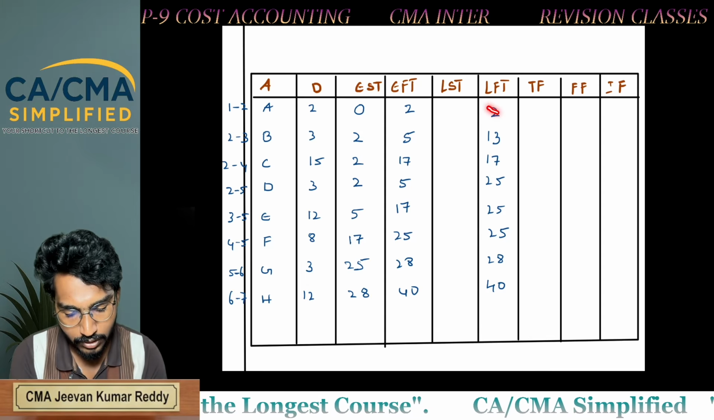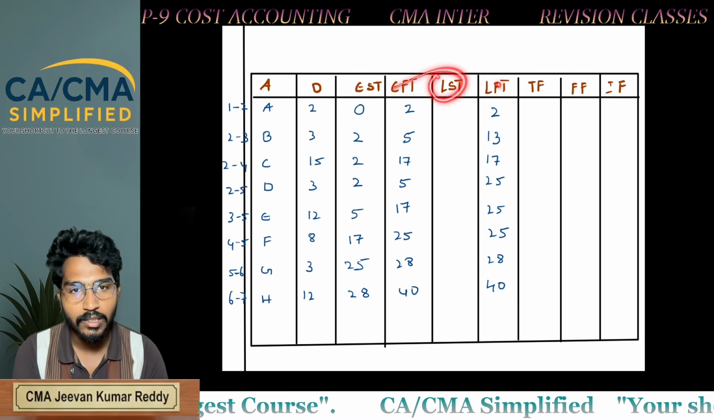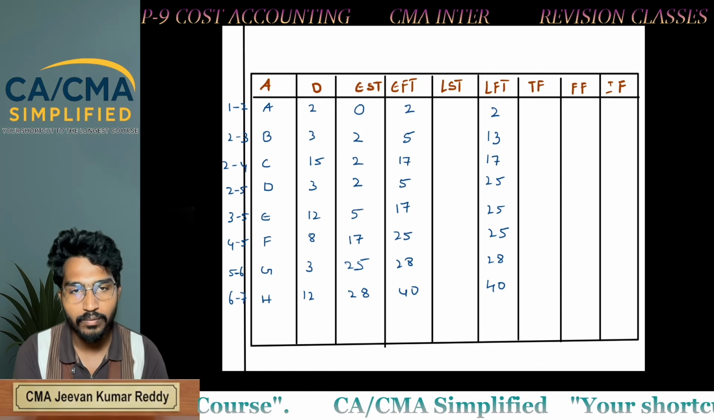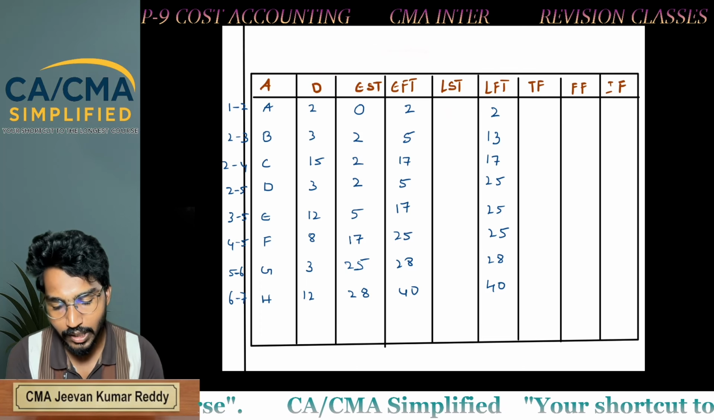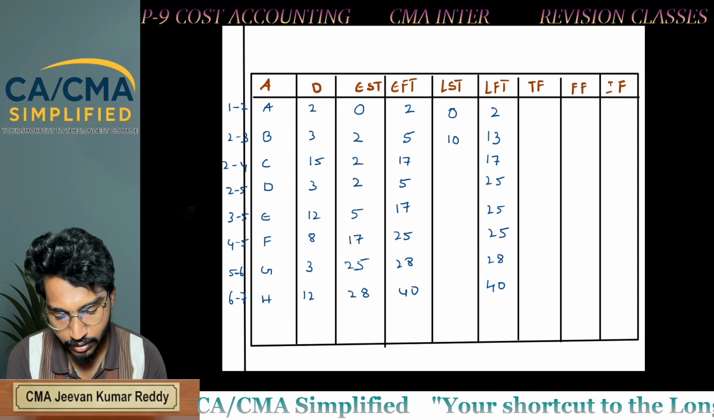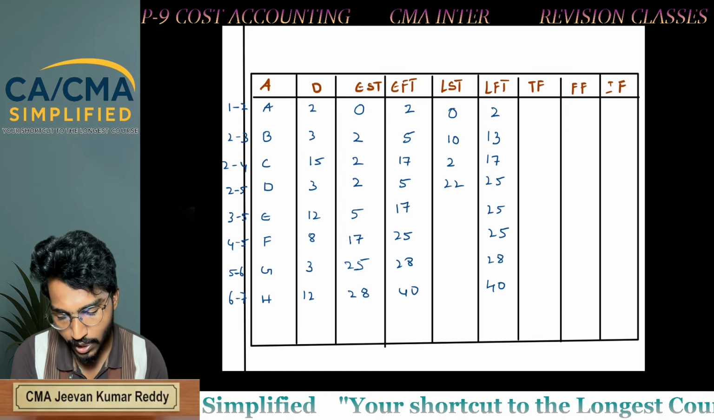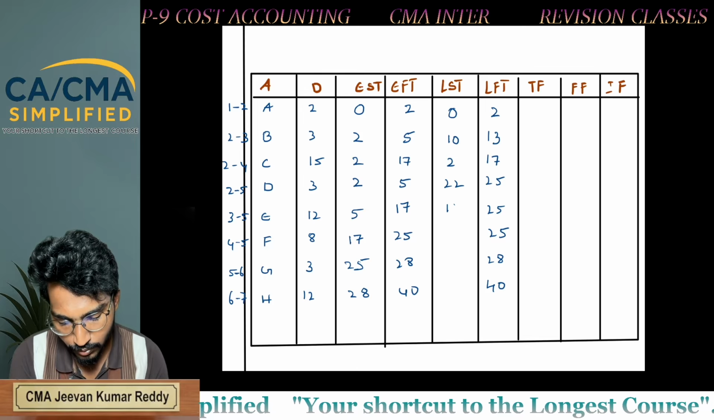So same like you will get LST. To know LST, deduct duration from LFT. LFT minus duration, you will get LST. So 2 minus 2, 0. 13 minus 3, 10. 17 minus 15, 2. 25 minus 3, 22. 25 minus 12, 13.